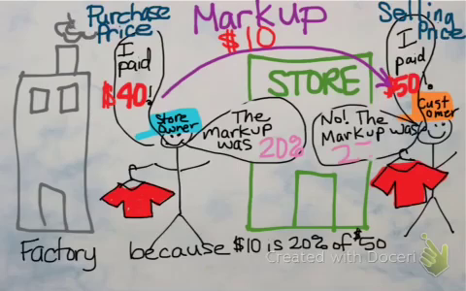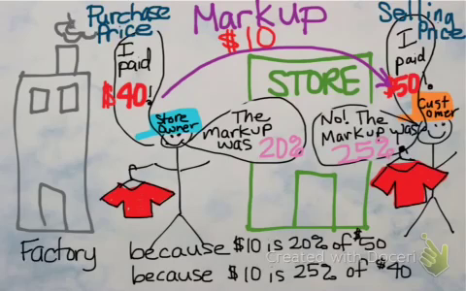But the customer is going to say, no, you marked it up more than that. The markup was 25% because $10 is 25% of 40. So he's looking at how much the store owner paid for it, and he's saying you marked it up 25%. So when you do these problems, you're going to have to pay attention to whether it's the selling price or the purchase price. The problems will always tell you. You just have to be aware that you're dealing with a percentage of the purchase price or a percentage of the selling price that the markup is.